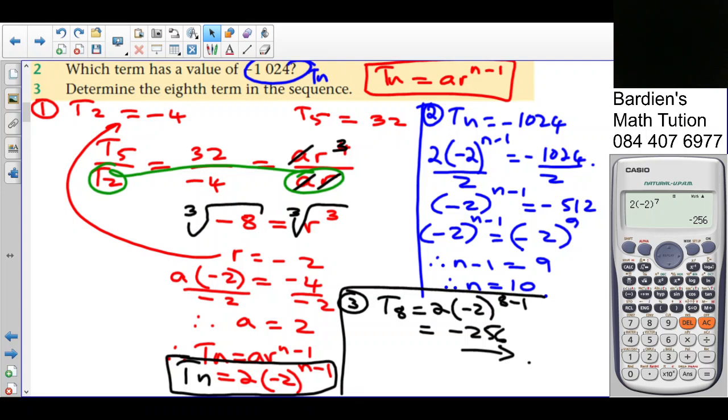So therefore, n minus 1 is equal to? So therefore, n is equal to? And the last question before we leave, another bell rang. It says determine the 8th term of the sequence. That's simple. T8 is equal to?